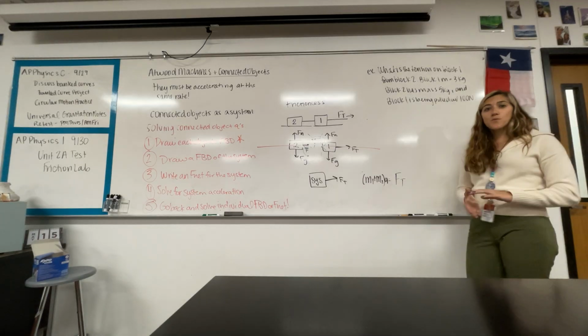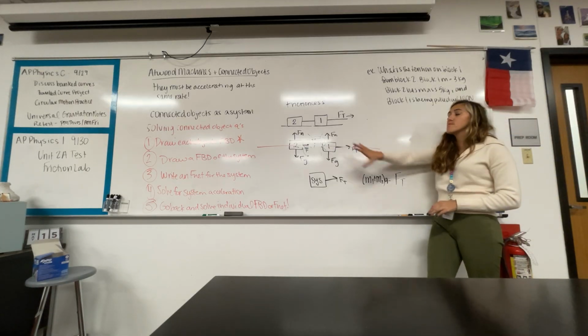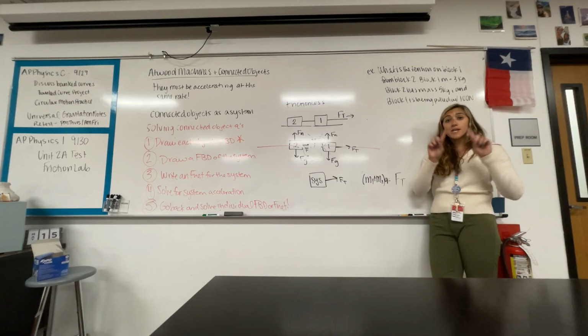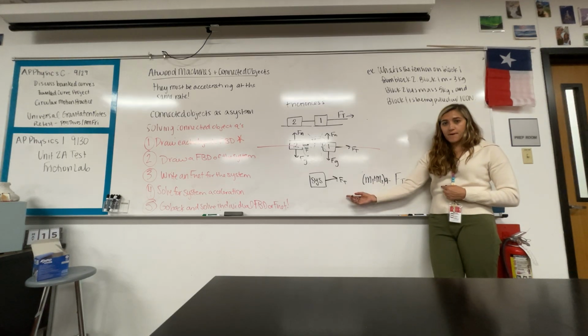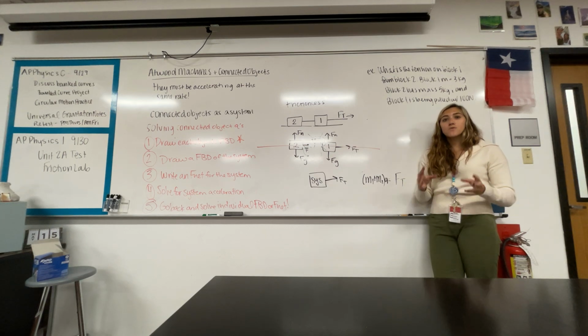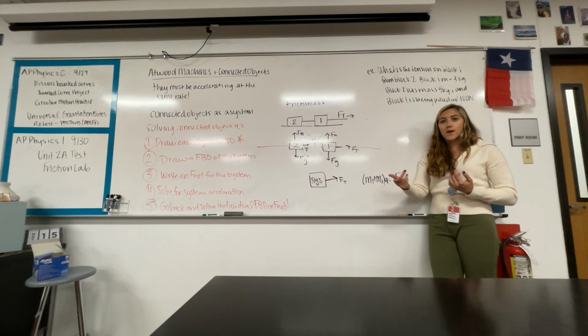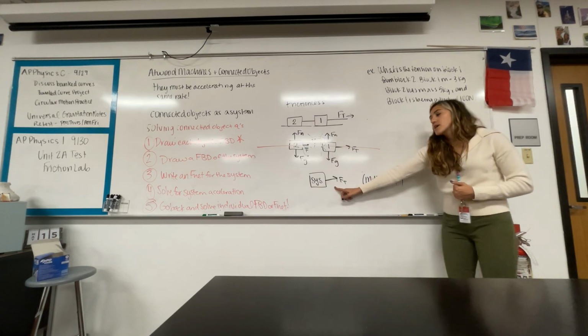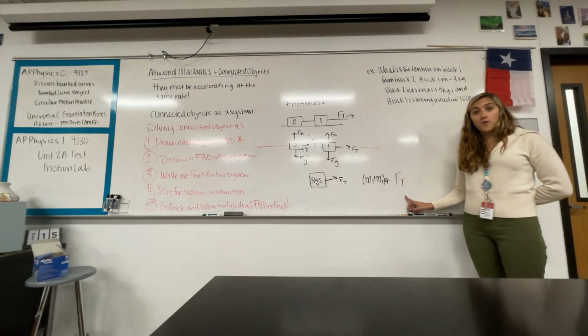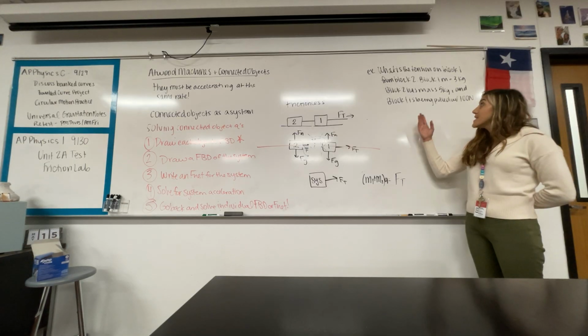So, to answer this question, I've done a lot of the steps. I drew my original free body diagrams for each individual object so that I could draw the system free body diagram. You're going to see me do that for several examples in the rest of this video. Then, from the system, I wrote out my F-net for the whole system. And now I'm going to solve.